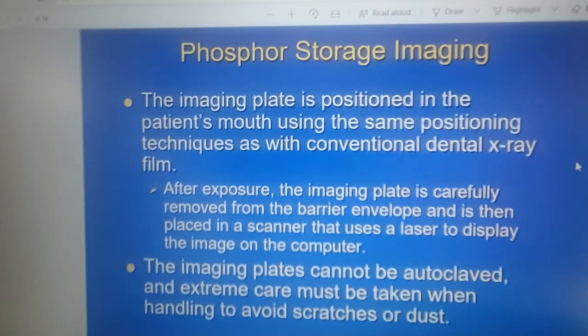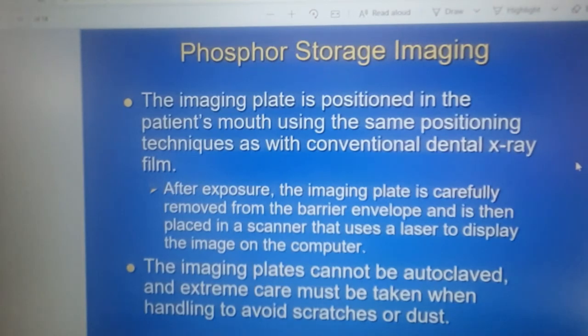So after exposure, the imaging plate is carefully removed from our barrier envelope and is then placed into the scanner that uses a laser to display the image onto our computer. So like I mentioned before, once the plate is exposed to the x-rays, it is placed into a dark container until all films have been taken. The image plates are then placed on a high-speed laser scanner to release the energy stored on the plates, converting the information into a digital image. So then our computer makes use of digital values to reconstruct the image onto the computer.